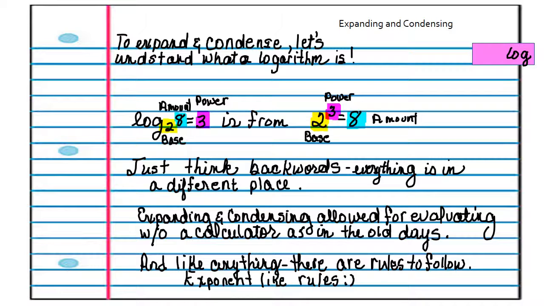So if you had log base 2 of 8 equals 3, remember that the 2 is the base, 3 is the power, and 8 is what base 2 to the power 3 equals. So it's just this backwards thing. Everything's just in a different place. Expanding and condensing allows for evaluating without a calculator, as it did in the old days. And like anything, there's just rules to follow. Exponent-like rules.